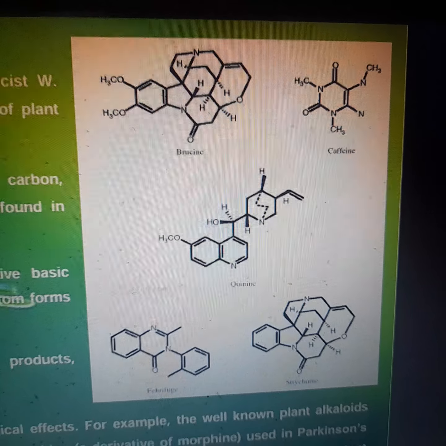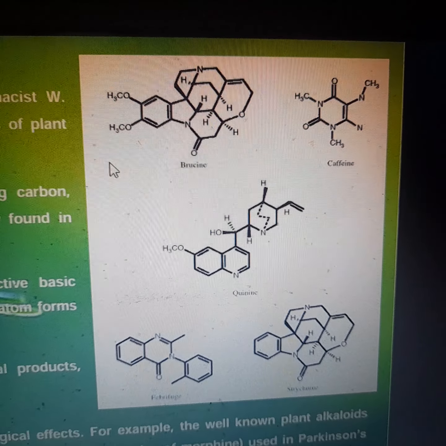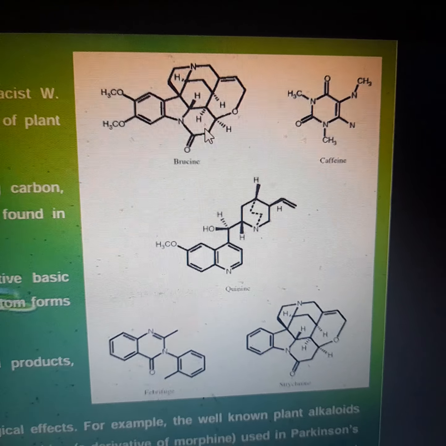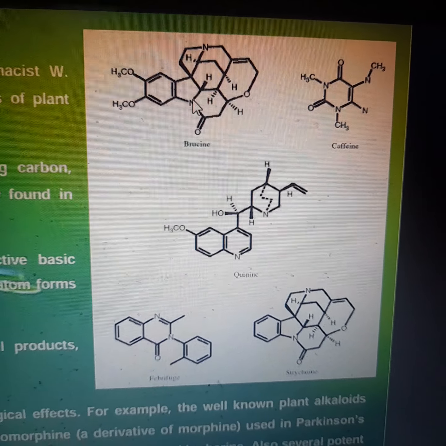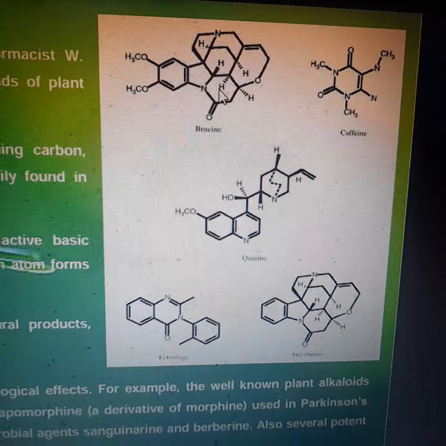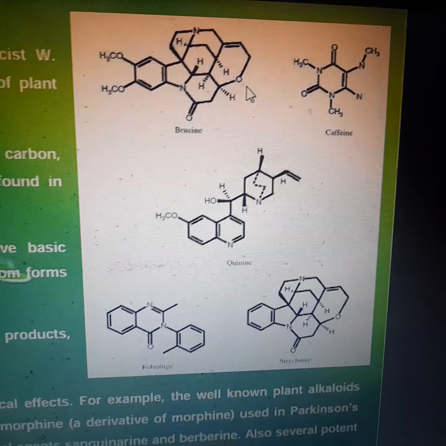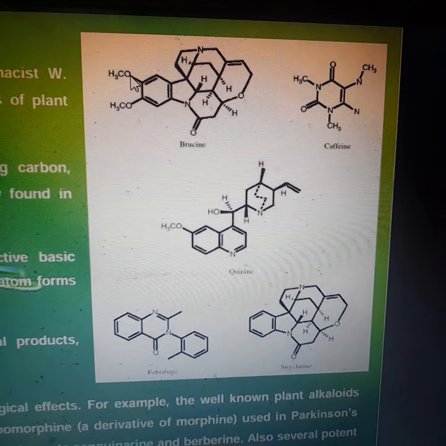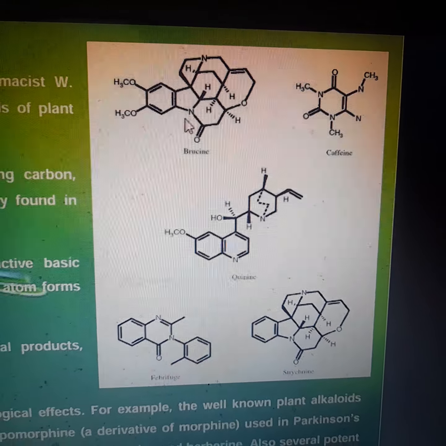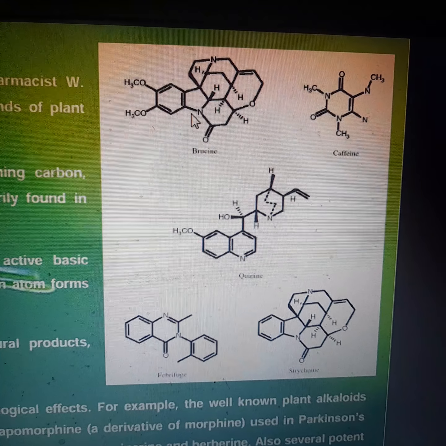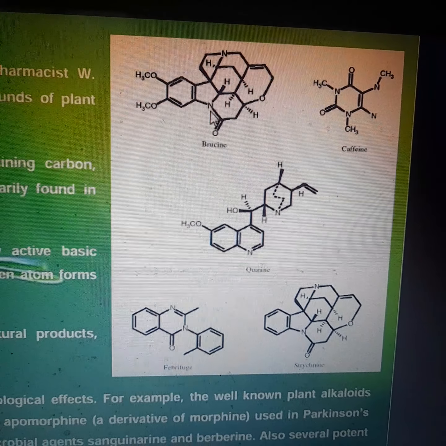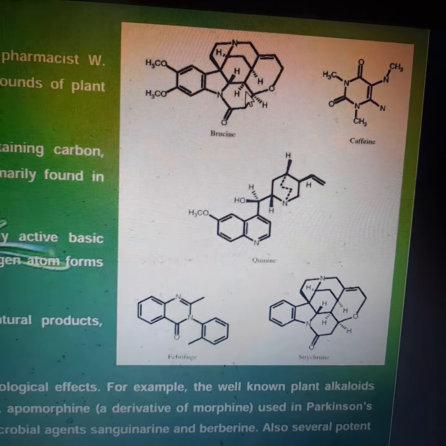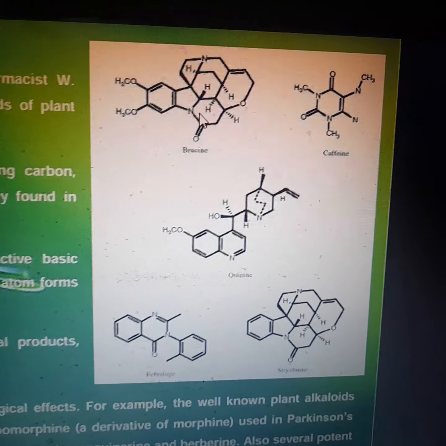So the first one is brucine. You can see the structure. It has nitrogen, which is responsible for its alkali nature and the basic character. It also has oxygen atoms. You can also see the skeleton structure of it. The carbon atoms are present, of course. These are the carbon atoms, and the hydrogen is connected with the carbon atom.